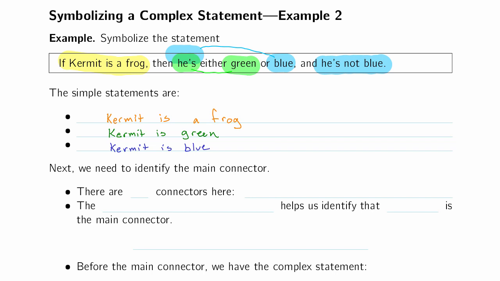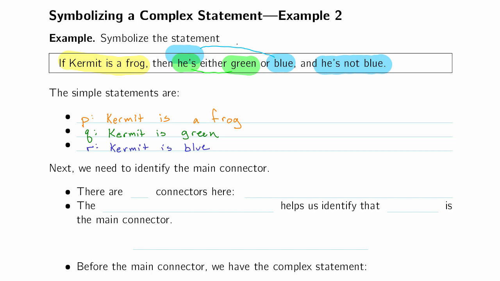Let's give these names. We could call this one P, this one Q, and this one R. There's nothing special about the order in which I'm naming these. You could name them R, Q, P, and as long as everything's labeled correctly, you would get the same symbolization, just with different letters in different places, and that's fine.